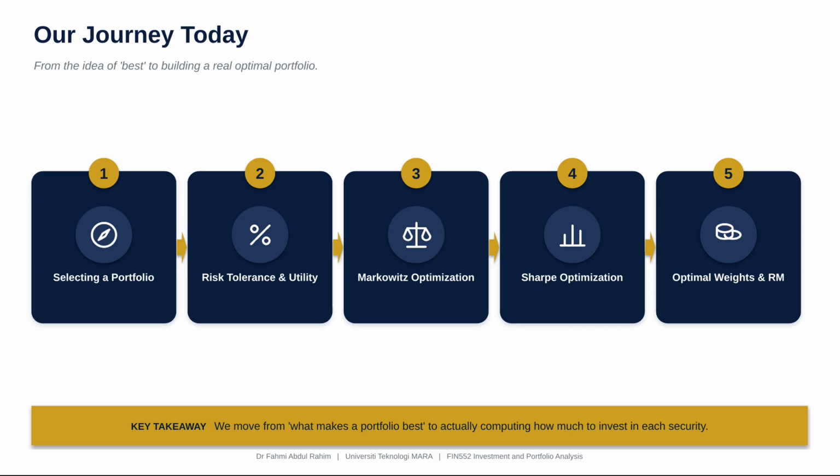Here is our 5-stop journey. Stop 1, selecting a portfolio, where we define what best even means. Stop 2, risk tolerance and utility, where we meet the number that captures an investor's psychology and the formula that scores a portfolio. Stop 3, Markowitz optimization, where we use utility to pick the best ready-made portfolio. Stop 4, Sharpe optimization, the 3-step method to build the best risky portfolio from individual stocks. And stop 5, the payoff, computing the optimal weights and the exact ringgit to invest in each security.